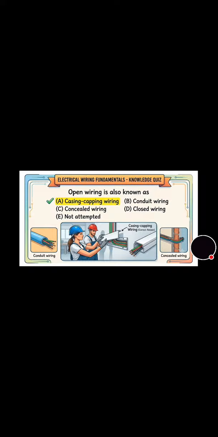Now next question, open wiring is also known as casing capping wiring. क्या करेक्ट आंसर है ऑप्शन ए. अब फोटो से भी आपको केसिंग केपिंग वायरिंग दिखाई दे रही होगी.